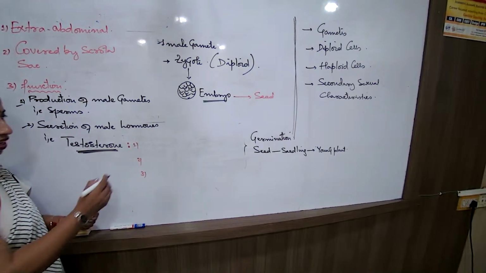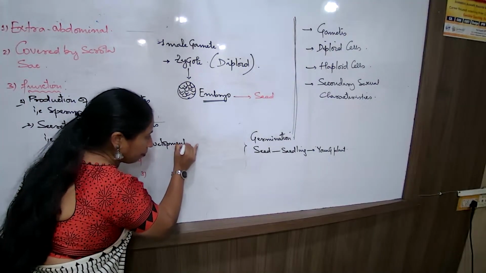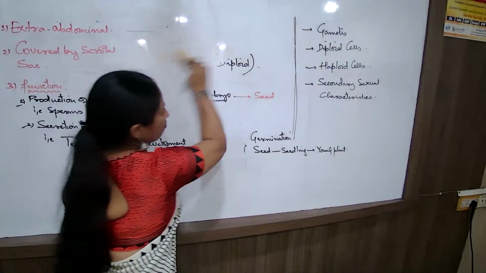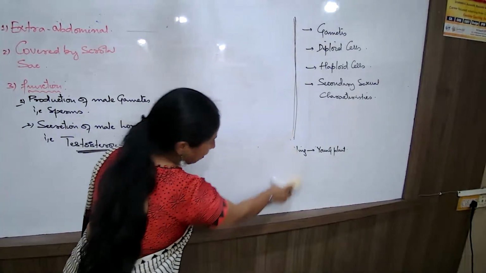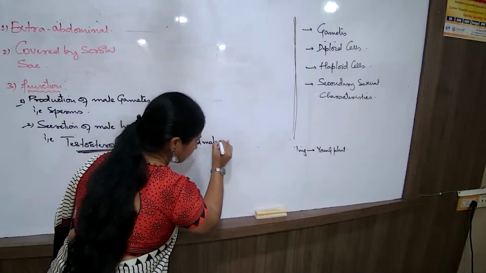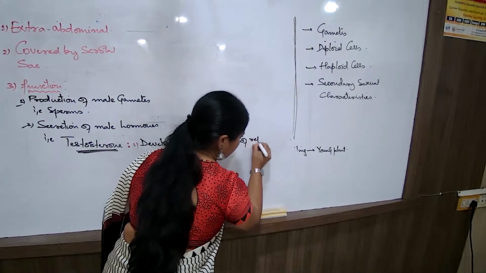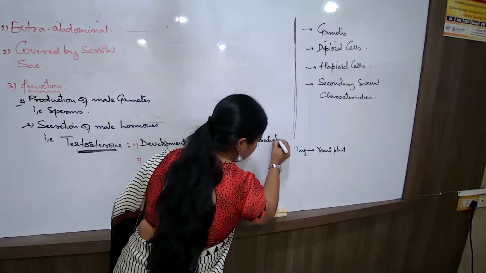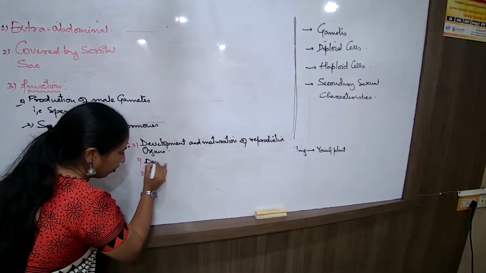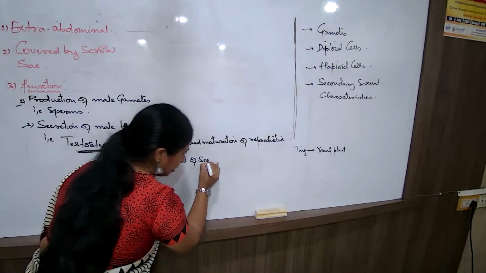So what are the three functions again? The function is the same with control and coordination and now with the reproductive system. The same function to remember: development and maturation of the reproductive organs. So this is the first function. Second, development of secondary sexual characters.